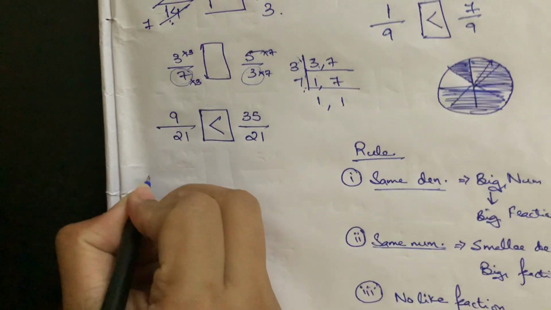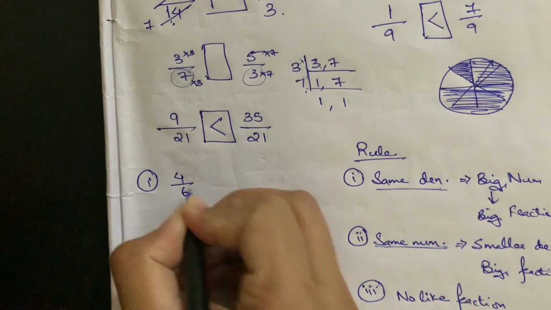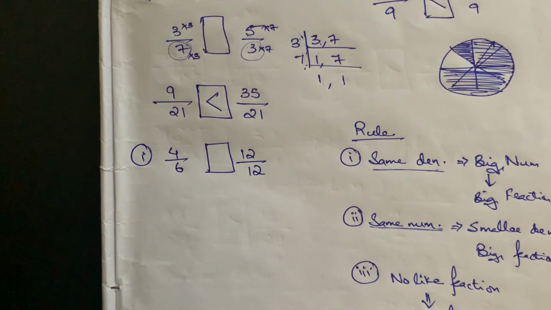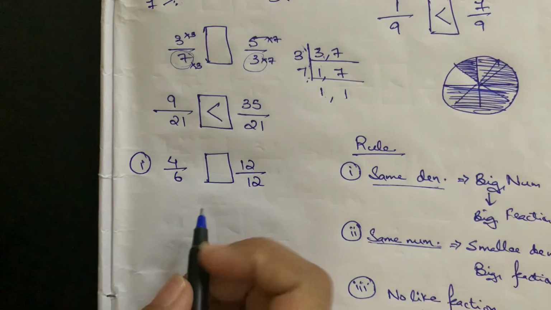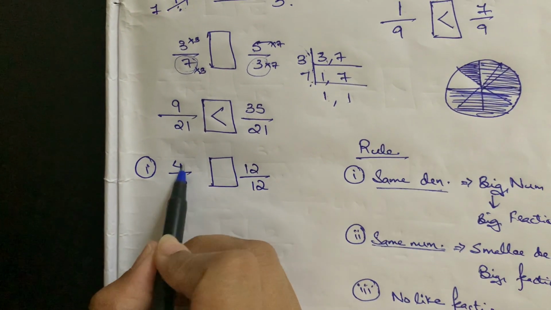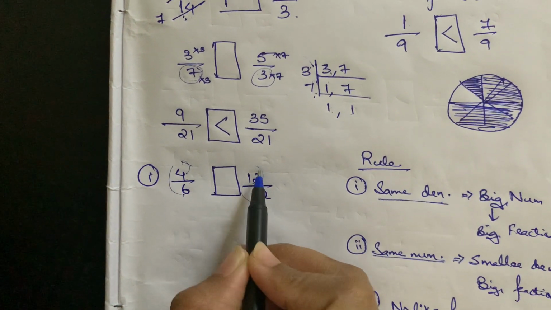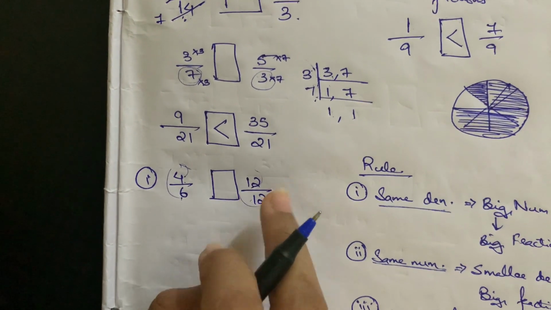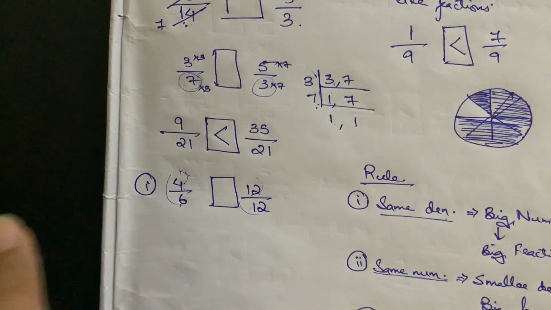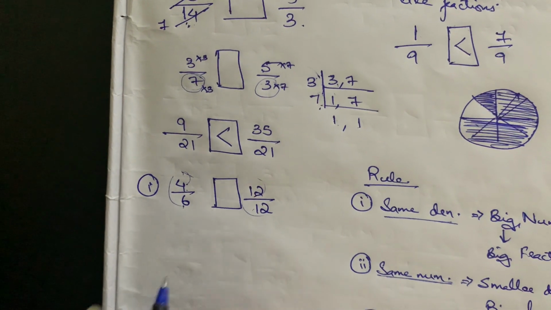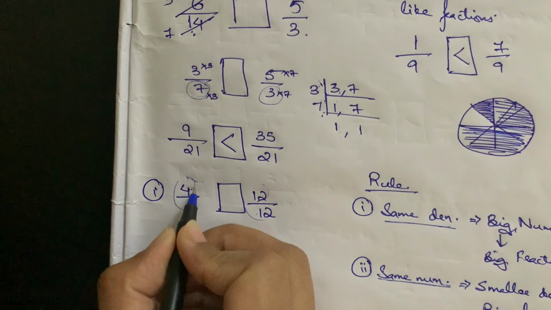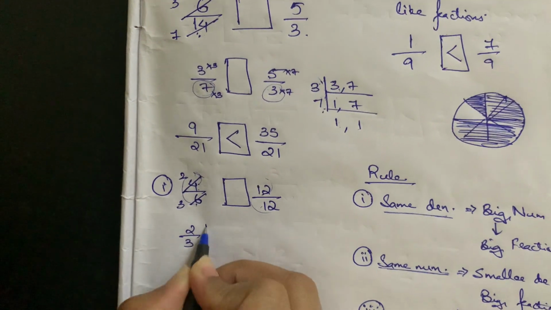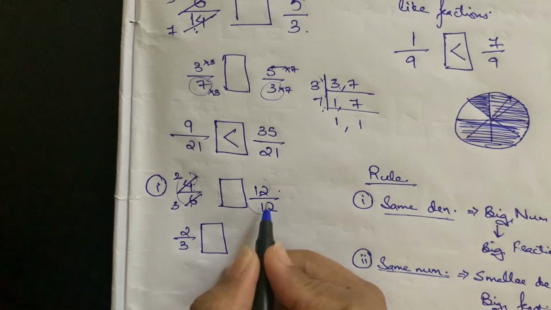The first one that is given to me is 4 by 6 and the other one is 12 upon 12. If I just try reducing, the numbers both come in the table of 2, the table of 3, the table of 6, and the table of 12. I'm going to take the bigger table, so for 4 by 6, 2 is the maximum table. 2 2s are 4, 2 3s are 6. So this fraction becomes 2 by 3, and 12 by 12 becomes 1.